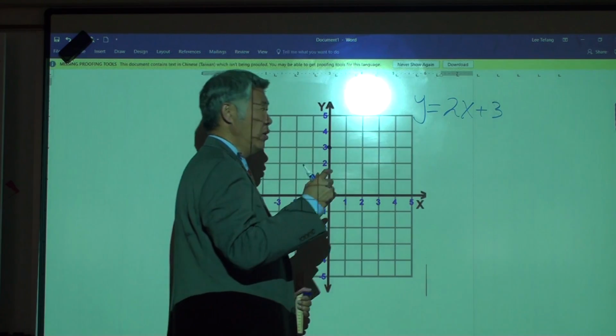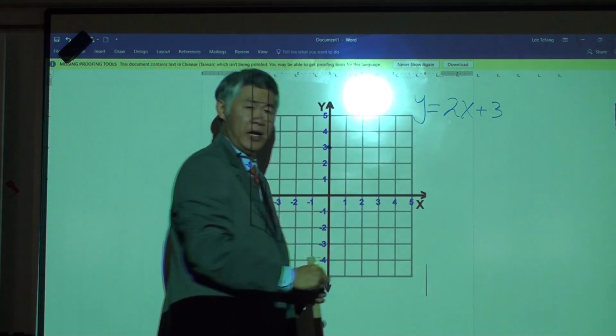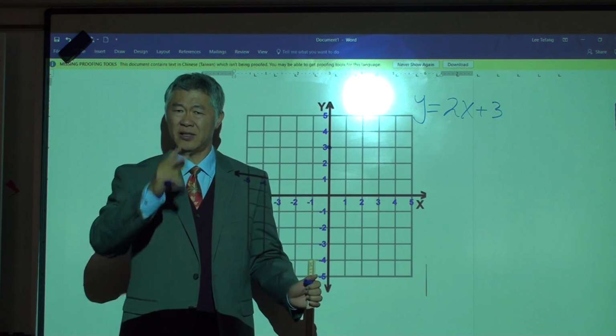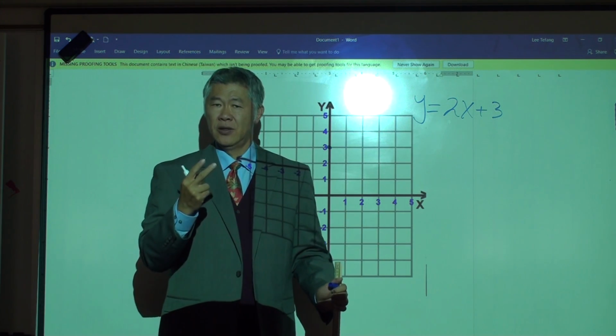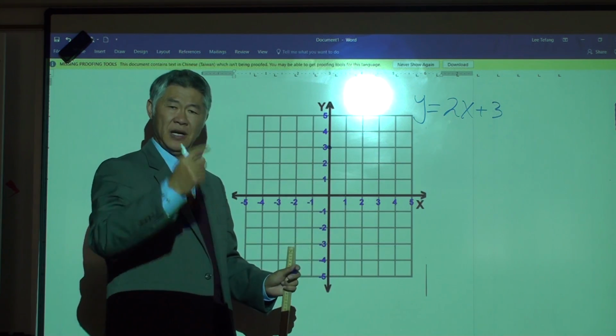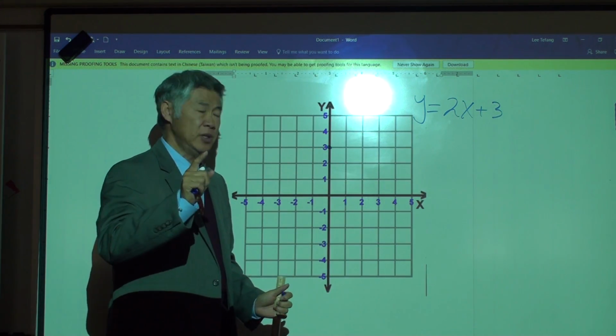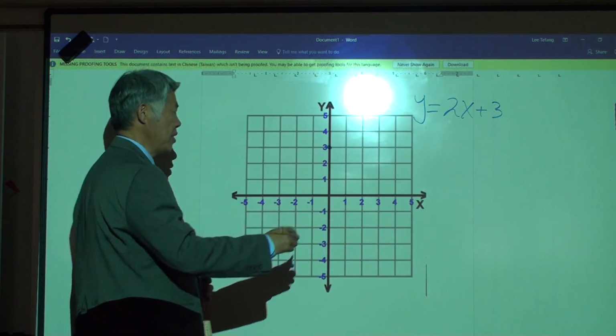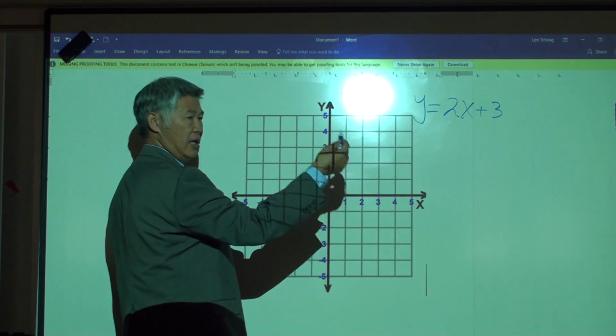Next, we are going to use the slope to find the second point, because we know it takes at least 2 points to graph a straight line. We already have one, so we need to find the second one. And the slope, 2 in this case, will help us.